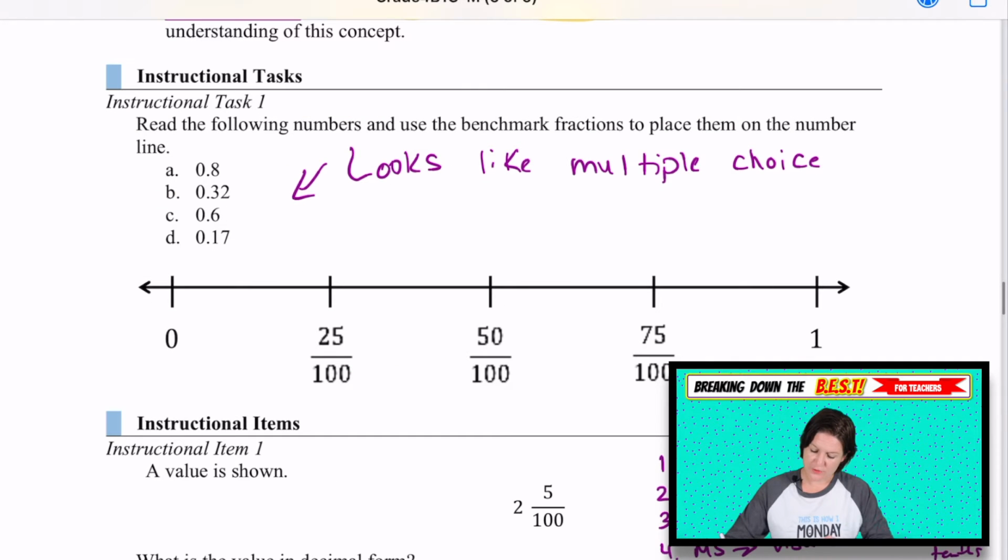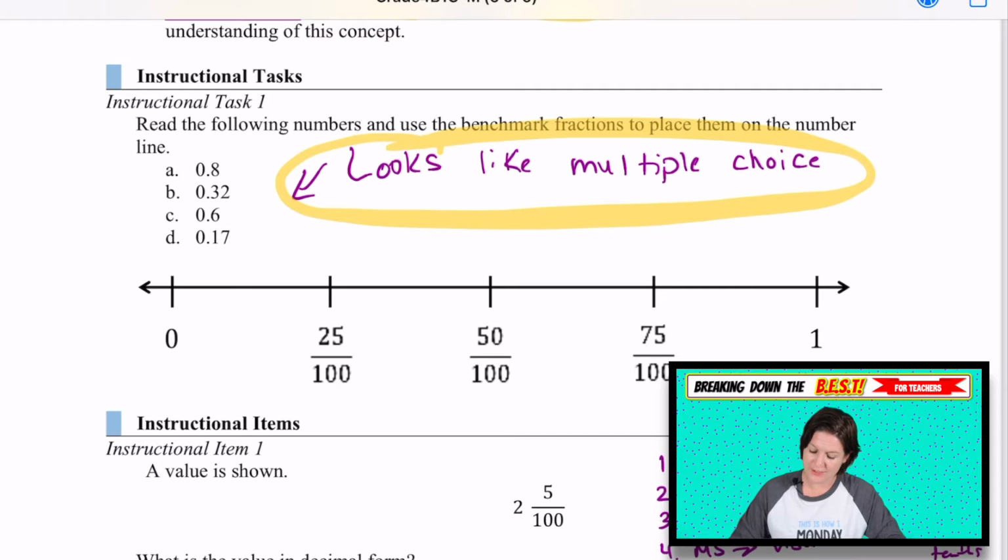For this task right here, I said just be careful because this task looks like multiple choice, but it's not. What students are supposed to do is to place them on the number line. So 8 tenths would be maybe right here, and 32 hundredths would be a little bit past the 25 hundredths, all of which we break down in the video lessons here.